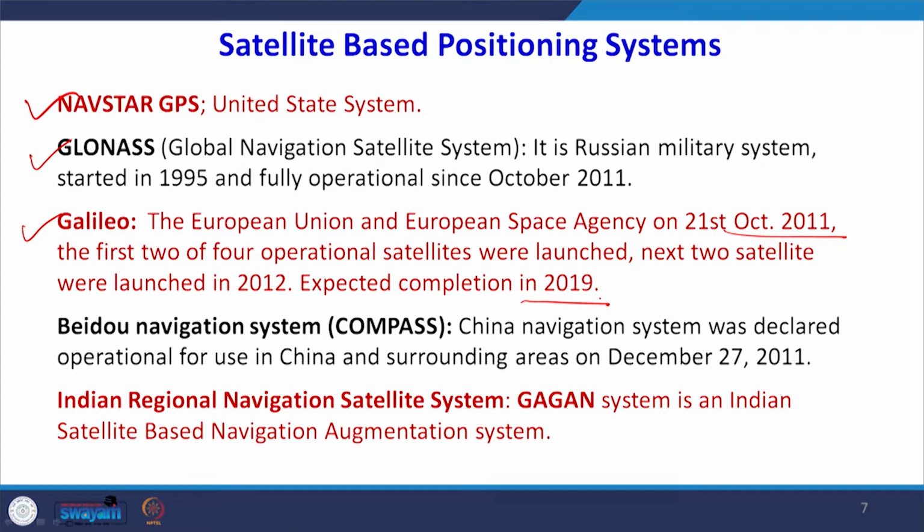One after another, constellations of satellites were launched. Then there was a navigation system, Compass, the Chinese navigation system, which started in 2011. Then there is an Indian regional navigational system called the GAGAN system, a satellite based navigation augmentation, which was augmenting the existing systems.